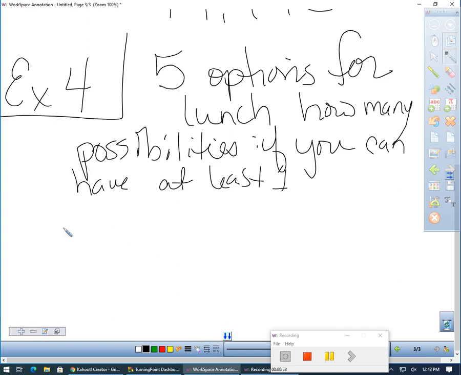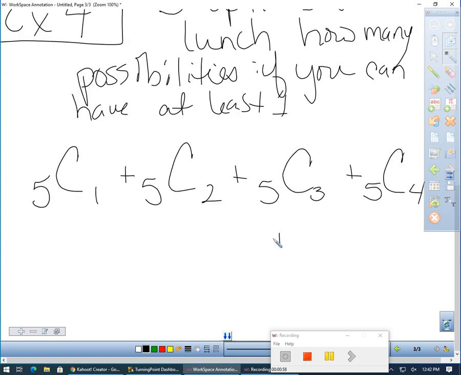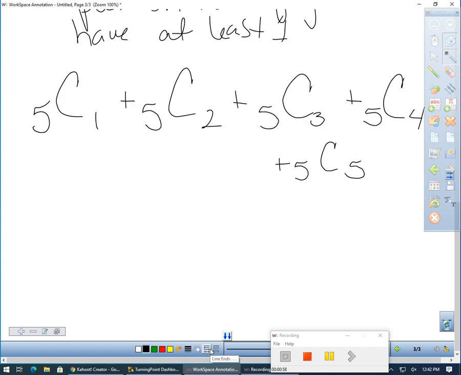You're close. What did we just use in the last couple of times? C. So yes, we're going to do 5 choose 1, plus 5 choose 2, plus 5 choose 3, plus 5 choose 4, plus 5 choose 5. Because maybe you want all 5. Maybe you want 4 out of the 5. Maybe you only want 1. Okay, so now how do you want to put this in our calculator? Just type it in like that? You can. That's one option. You can type in each piece separately.